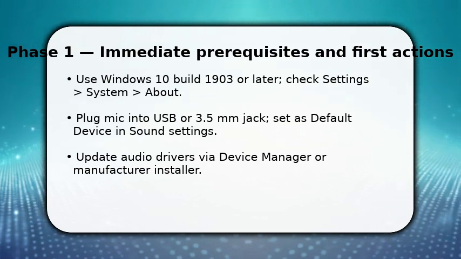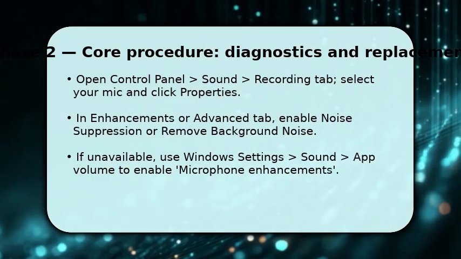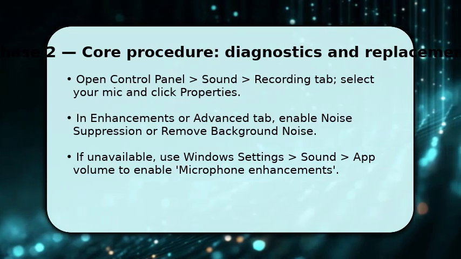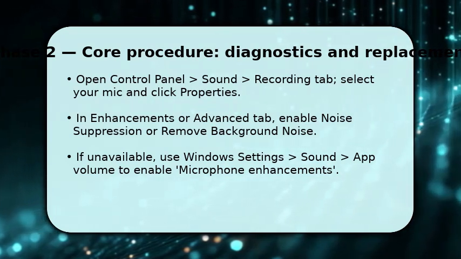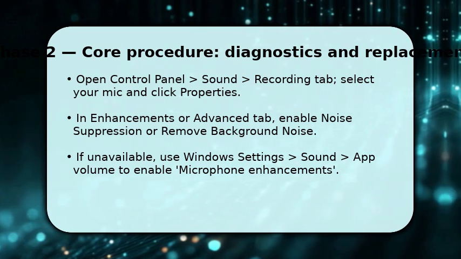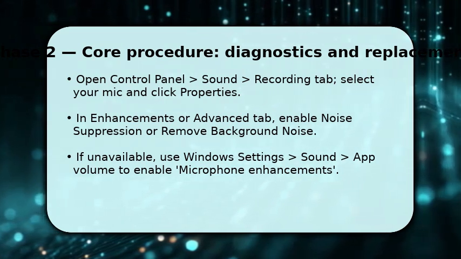You now enable Windows built-in suppression. In Control Panel, go to Sound, Recording, pick your mic, and open Properties. Look for Enhancements or a noise suppression option. Turn it on to let Windows filter hiss and room hum.